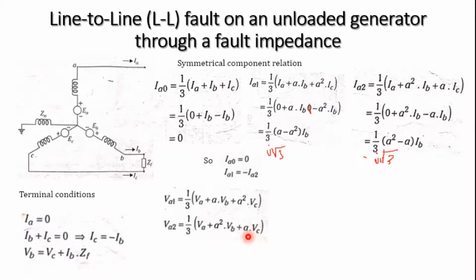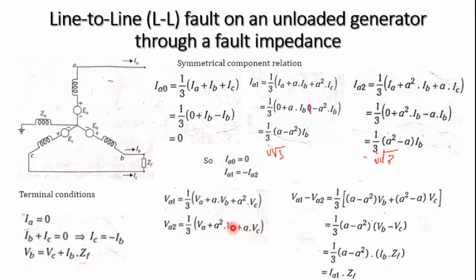VA2 is equal to 1 by 3 times of VA plus A square VB plus A into VC. So you can see that. Okay. So what is VA1 minus VA2? Substitute that. After doing the simplification, we will get A minus A square VB minus VC. So already we know what VB minus VC is from this equation.